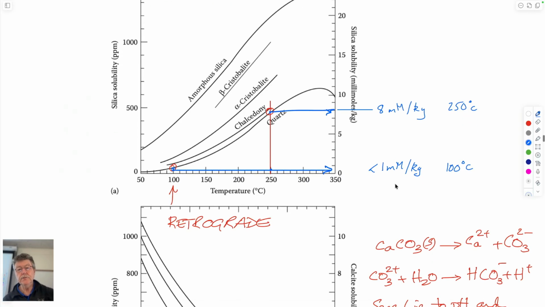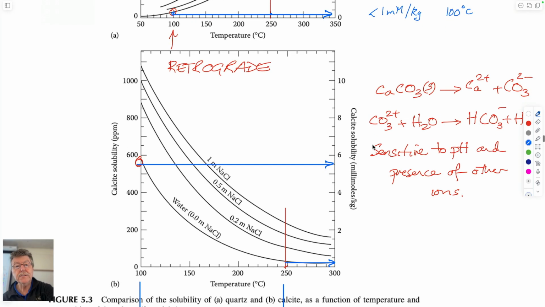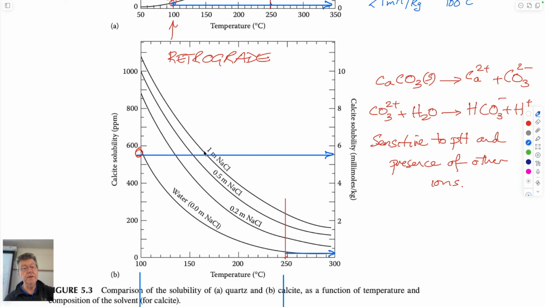So as you increase temperature, as you go from one to the other, you're able to take a larger amount of the component dissolved in the water. The converse of that would be retrograde solubility. We used halite before, but calcium carbonate within a system is one such reaction, and we have the opposite occurring here.